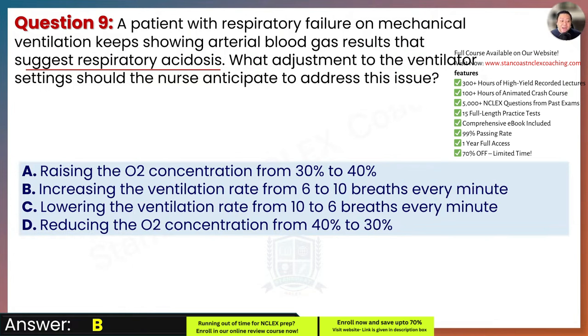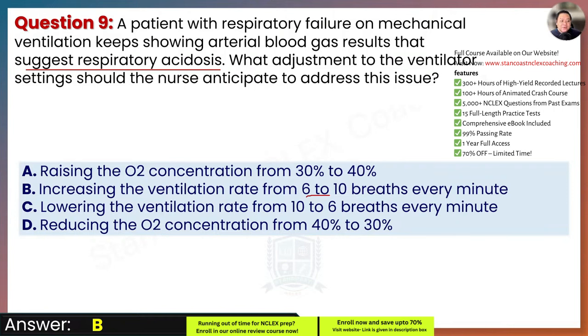And so that is why letter B is the correct option, increasing the ventilation rate from 6 to 10 breaths every minute. So this is exactly what you want to do when the CO2 levels are too high. The ventilation rate controls how often the patient breathes in and out, and more breaths mean more CO2 is going to be expelled. And since respiratory acidosis is caused by CO2 retention, increasing the number of breaths per minute directly fixes this issue. And this is the most targeted intervention for acidosis.